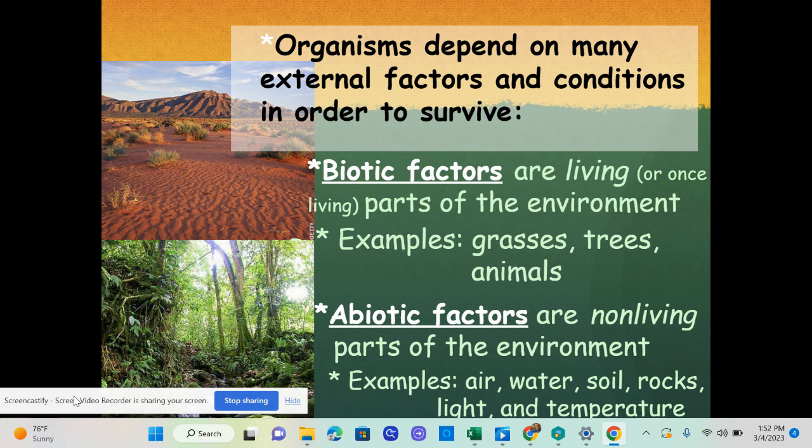So if I'm looking over here at my pictures, things that are not living in here, you can see the soil, the rocks, the sunlight, the air, the clouds. You don't see it, but like water, temperature, lightning, anything like that that is not alive and has never been alive is considered abiotic.